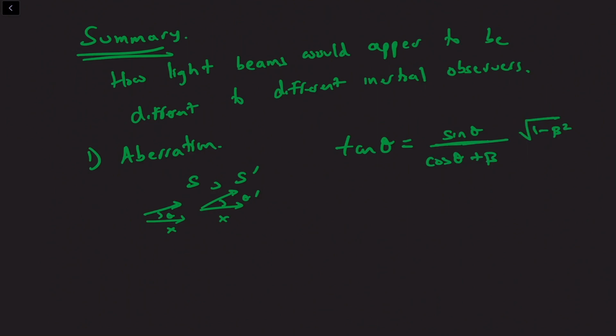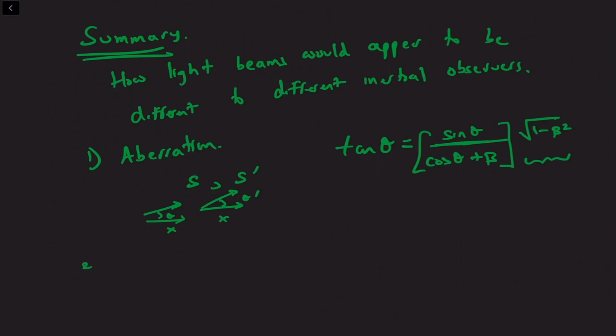Now, to be sure, in Galilean relativity as well, you expect the angle as measured by S to be different from the angle as measured by S prime. But the difference in special relativity is this prediction of this factor of square root of 1 minus beta square. So the slope as measured by S is smaller than the slope as expected in Galilean relativity by the factor of square root of 1 minus beta square.